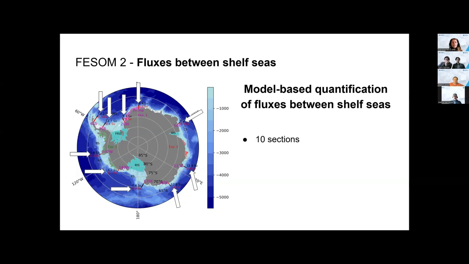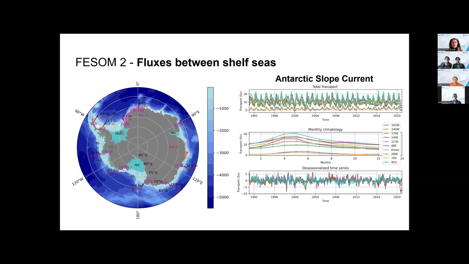For each section, we did a series of analyses. Next slide. The first analysis we did was to calculate the total volume transport by the Antarctic slope current. If you remember, the Antarctic slope current starts at the Amundsen Sea and goes all the way around to the tip of the peninsula. And next slide, please.